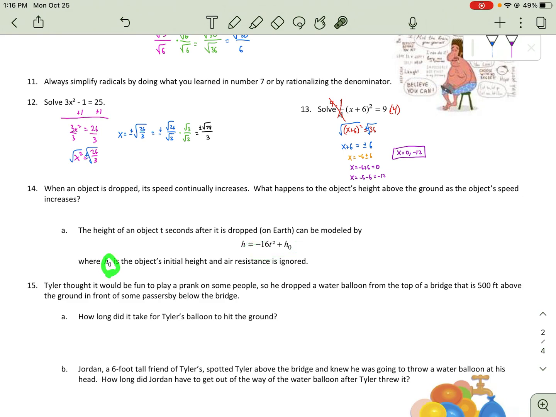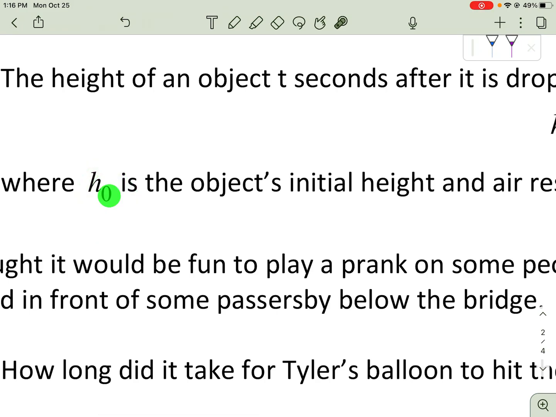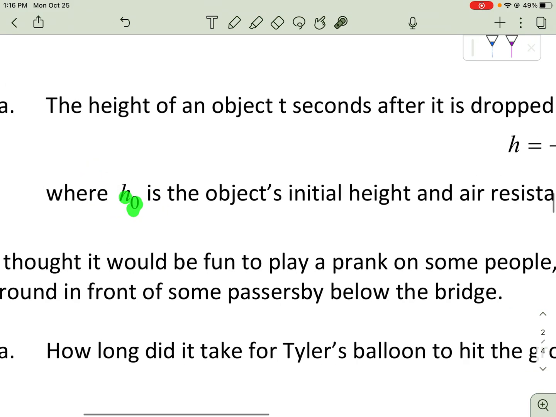So the height of an object after it is dropped can be modeled by this equation, where h sub 0 it's called. This is called a subscript. So we just say h sub 0 is how you read that.